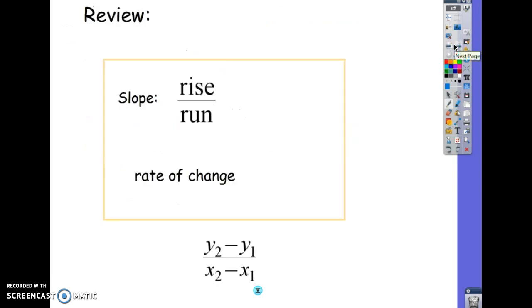Just to review, your slope is the same thing as rise over run, and it tells you your rate of change, so how fast or slow something is changing. Also, I would start practicing this formula. We are going to be using that a lot this coming unit.